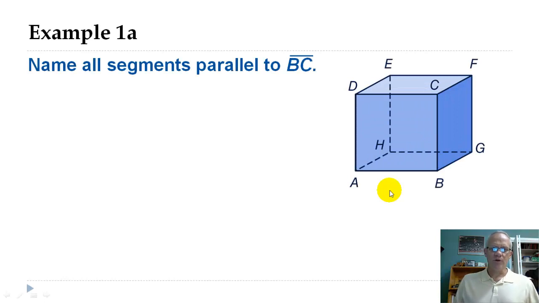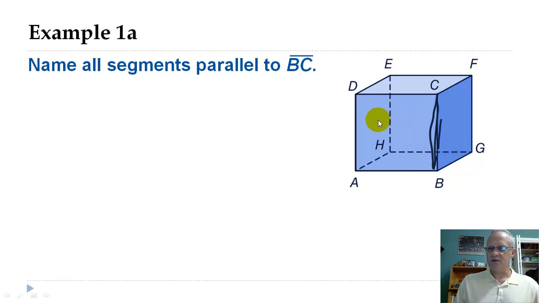All right, example 1A. Name all segments that are parallel to BC. All right, so let's find BC first of all. So here's C and here's B. So this is the line we're talking about right here. I'll try to draw that best I can. That's the line that we're talking about. So we want to find all the segments that are parallel to that.